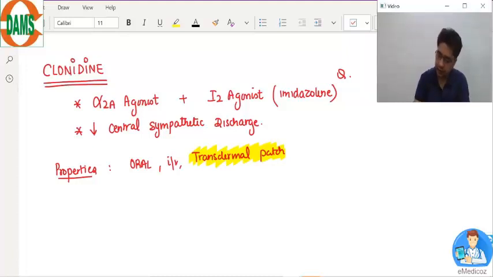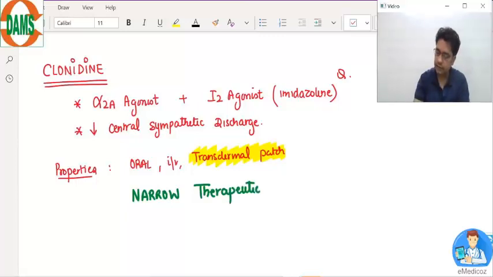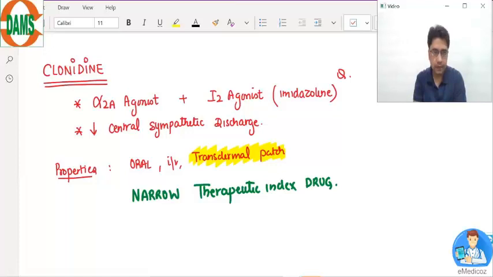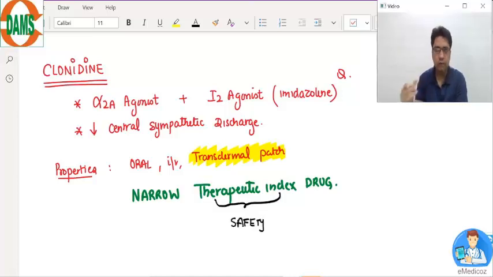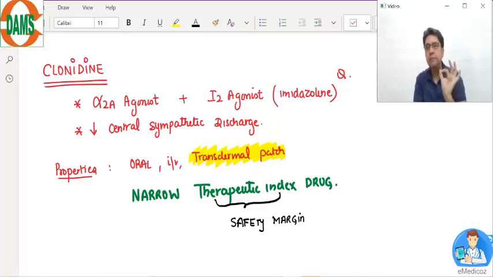Next point, you will write, clonidine is a narrow therapeutic index drug. Now, what do you mean by this? Remember, therapeutic index means safety margin of a drug. This is a concept of general pharmacology. Narrow means it has a very low safety margin.